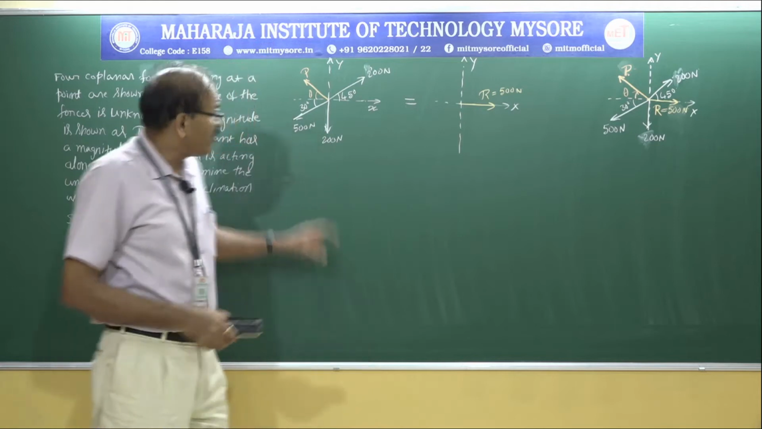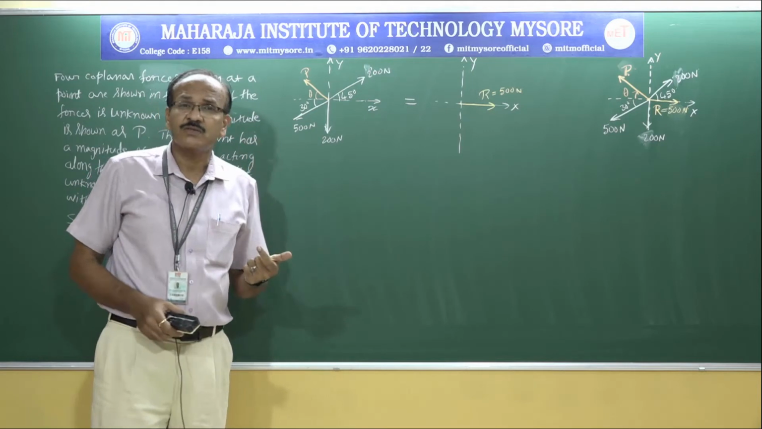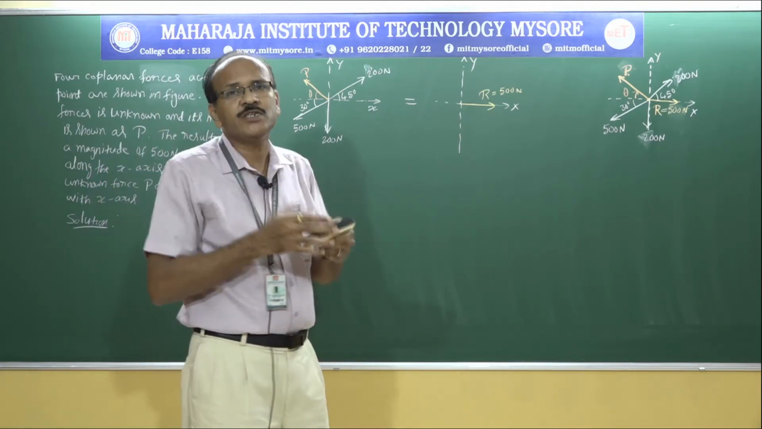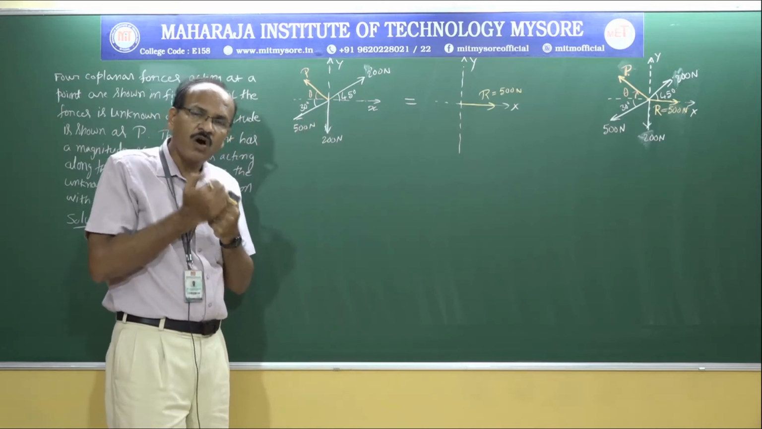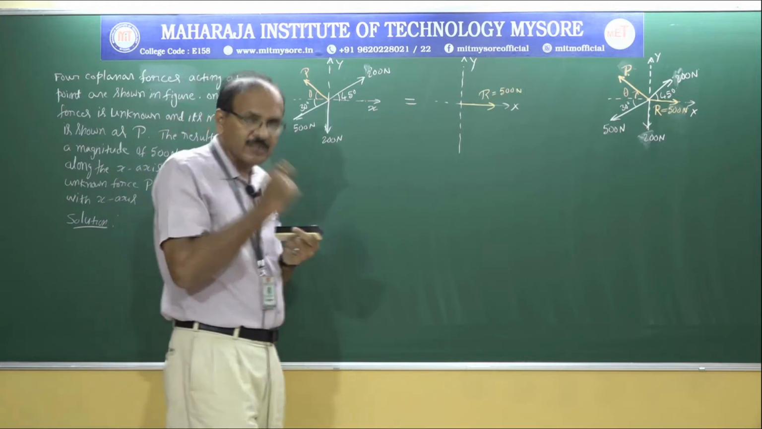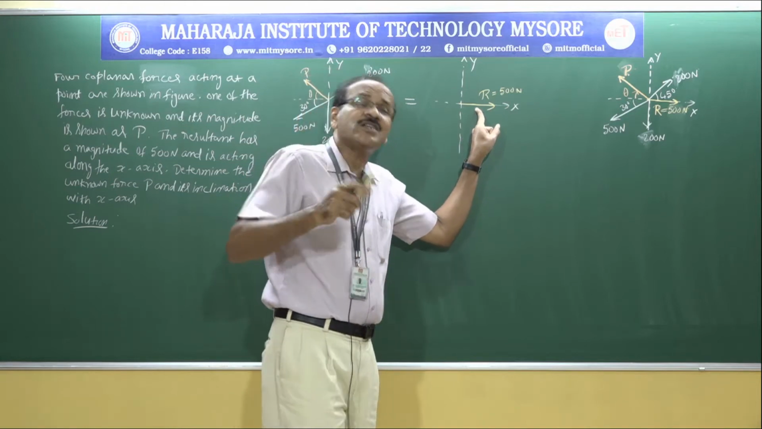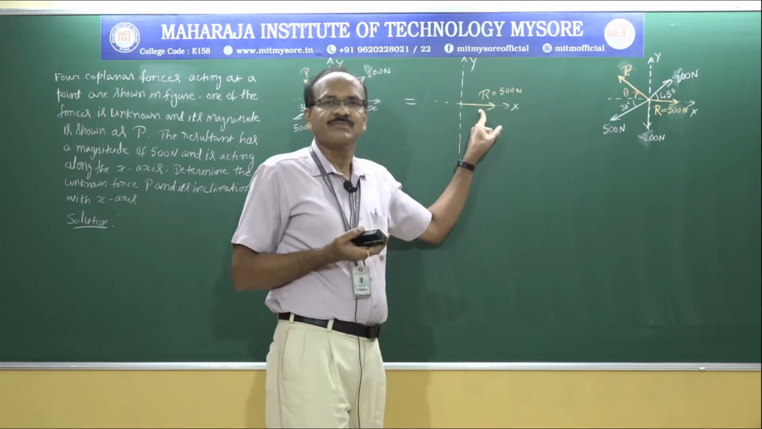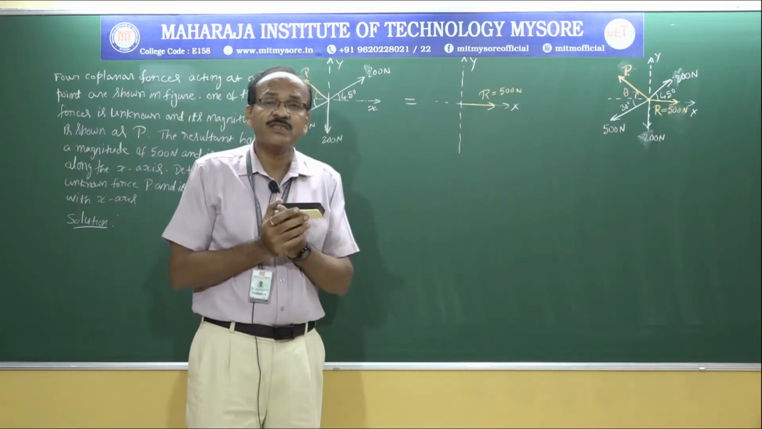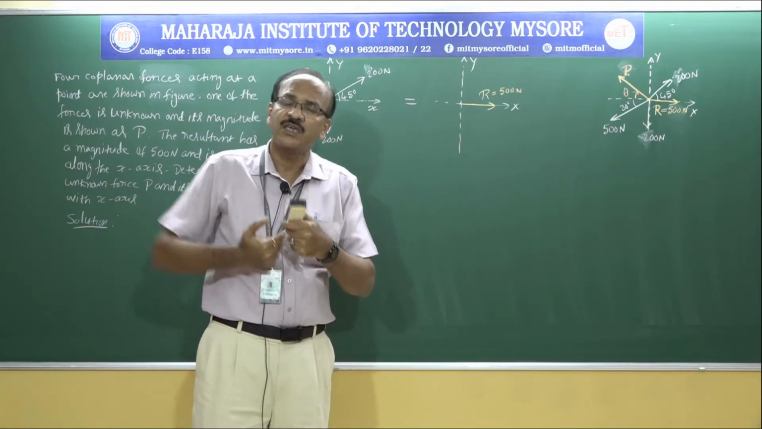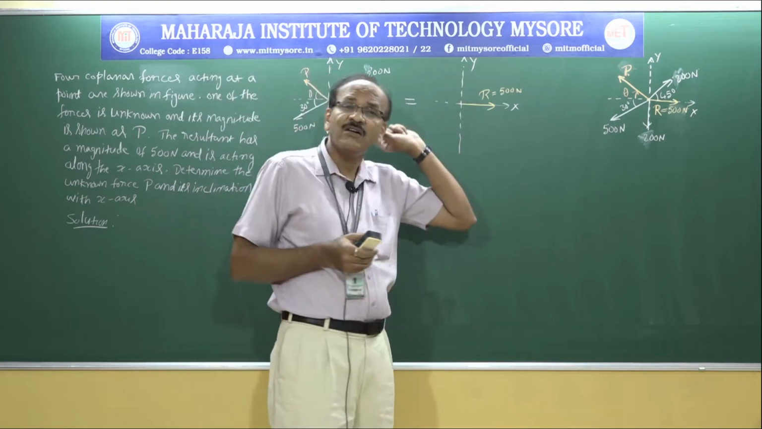So what I do is I am going to resolve all the forces in the x-axis and the y-axis, and I am going to add them algebraically. So sigma Fx is the algebraic sum of all the forces in the x direction. I am going to equate that to the horizontal component of the resultant. Then sigma Fy, that is the algebraic sum of components of all the forces in the y direction, I am going to equate to the vertical component of the resultant.